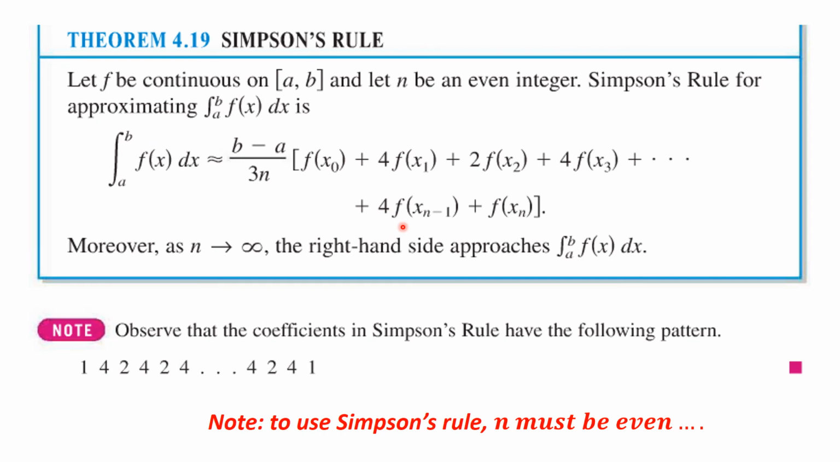So if f is a continuous function on the interval [a, b] and n is an even integer, and it must be even for this to work, Simpson's rule for approximating the definite integral from a to b of f of x dx is, now this b minus a over 3n was common everywhere, so what you see is that whenever you put those together, you'll have 2 of these because it appears twice, but you'll always get 4 for the middle term. Moreover, as n tends to infinity, the right-hand side approaches the value of the integral. That means you can make this as close an approximation as you want. And in my note, I observed that the coefficients in Simpson's rule have the following pattern. They go 1, 4, 2. You're alternating 4s and 2s till we get back to 1 again at the endpoint.